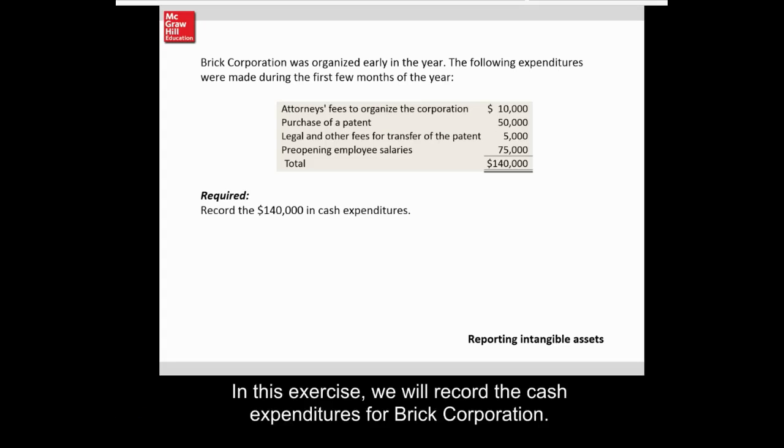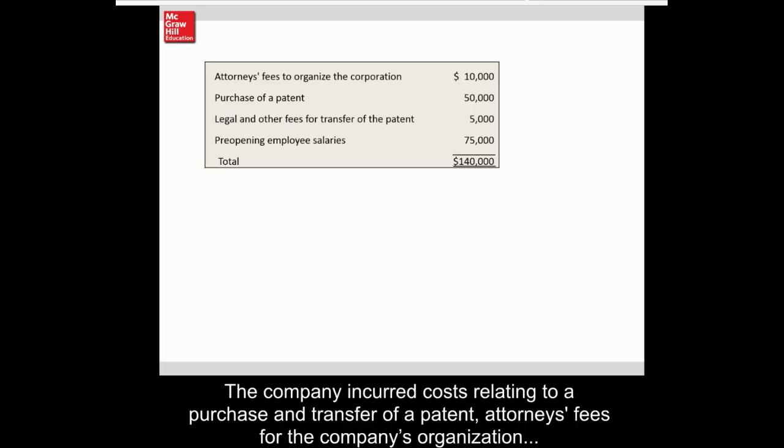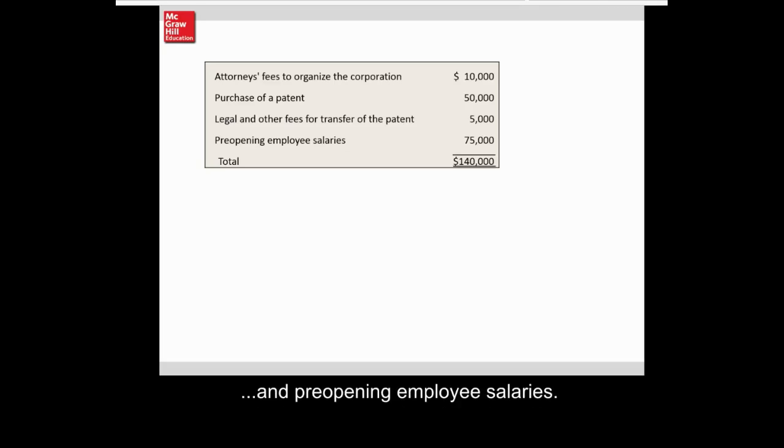In this exercise, we will record the cash expenditures for Brick Corporation. The table lists costs incurred by Brick Corporation in the first few months of its operation. The company incurred costs relating to a purchase and transfer of a patent, attorney's fees for the company's organization, and pre-opening employee salaries.